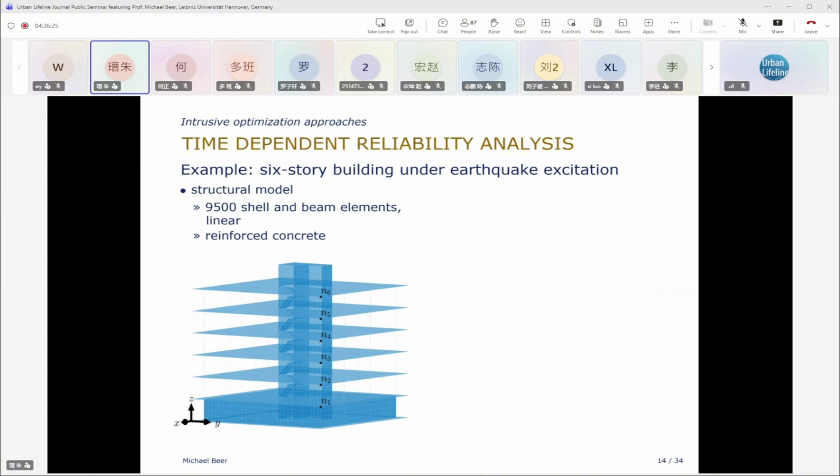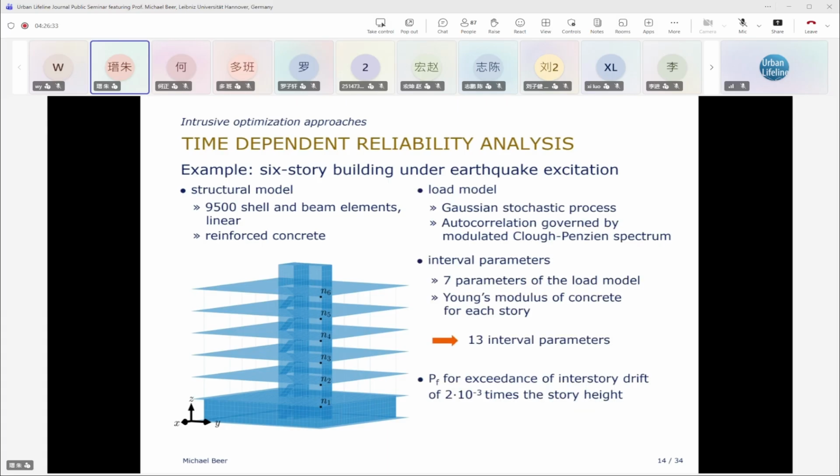So here we have a reliability analysis of a multi-story building under earthquake excitation. So you see we have a large-scale finite element model here behind. We have, let's say, a realistic load case, modulated Clough-Penzien spectrum behind this earthquake excitation. And we have a total of 13 interval parameters in this problem. So we look at the interstory drift. We put a threshold for the interstory drift in order to identify what is failure. And then we calculate the failure probability for this case.